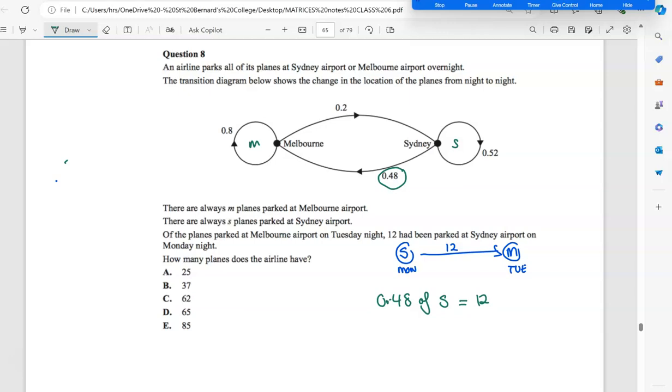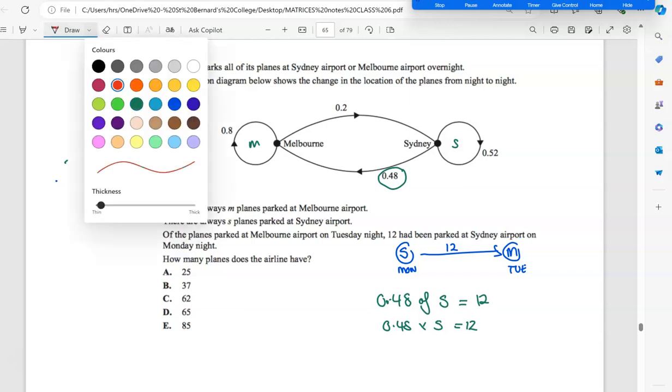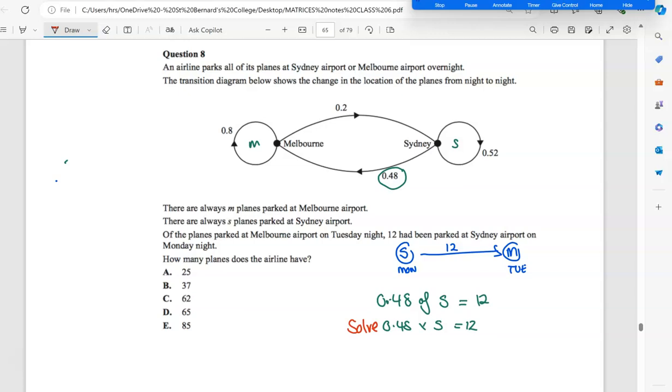All right. Of the planes parked at Melbourne Airport on a Tuesday, 12 had been parked at Sydney on Monday night. So 0.48 of that equals 12. So if you do that, you go 0.48 times S equals 12. So you could use solve if you like, and you get 25. And you get S equals 25.